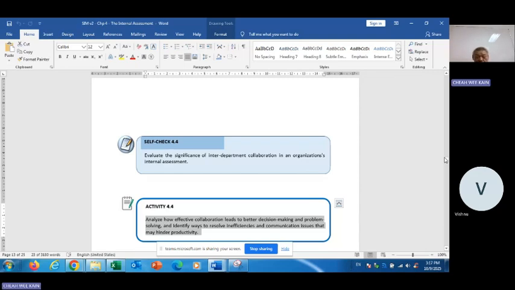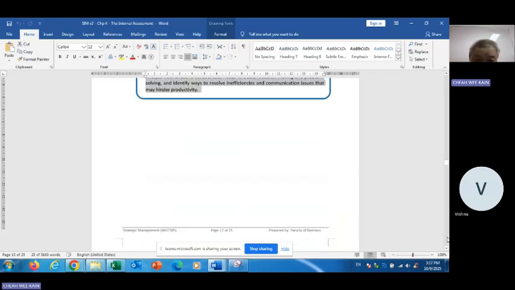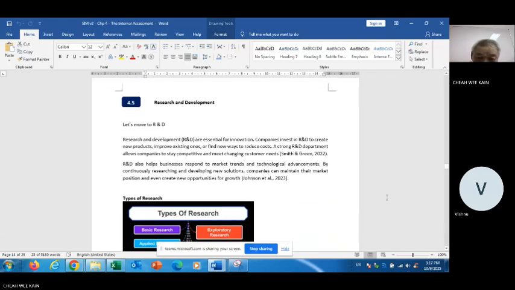Sometimes it's very clear: this problem is HR's, so HR solves it. But sometimes there are problems that start from one department but arise in another. Okay. Two different departments. So you must be very careful about this kind of thing. So you need to do the internal assessment.